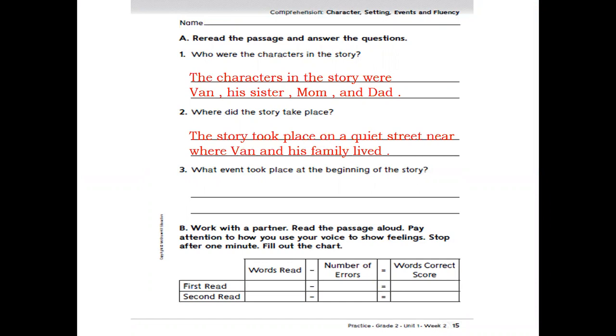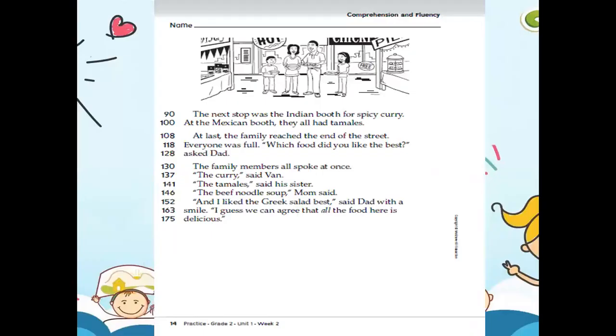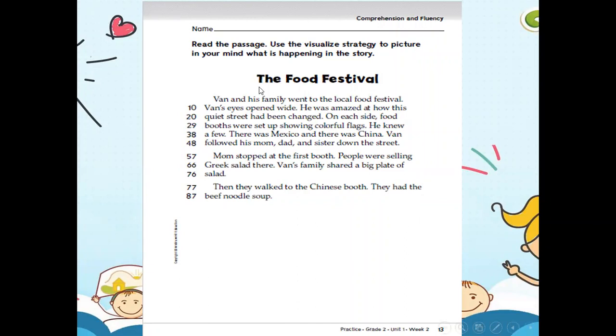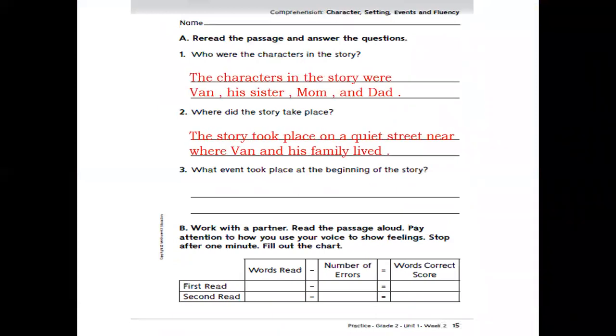What event took place at the beginning of the story? What happened at the beginning of the story? Look here. What happened? Okay, Van and his family went to the local food festival. This is the first event, or the first thing that happened in the story. So Van and his family went to the local food festival. Now turn your page, open page number 18.